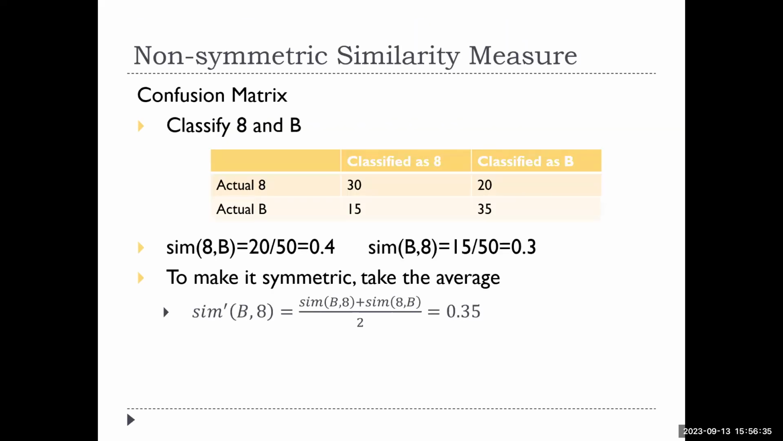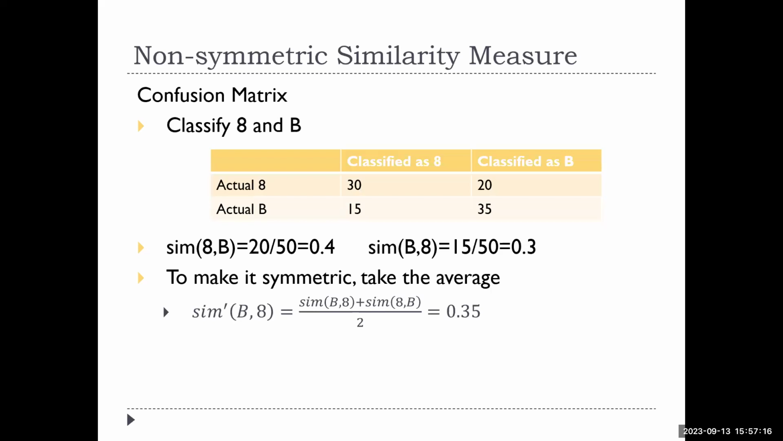So there can be non-symmetric similarity measures. I'm just going to give one example. Sometimes we try to classify handwritten characters, and we want to recognize A versus B. It could be very similar based on someone's writing. For example, the actual letter is 8, but it is classified as B 20 times, while B is classified as 8 15 times.